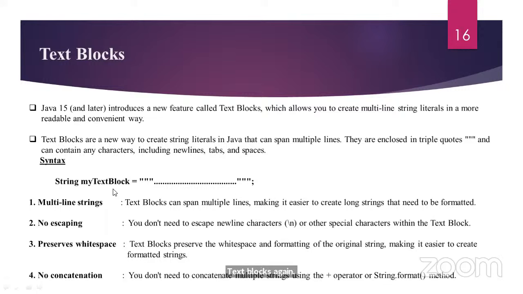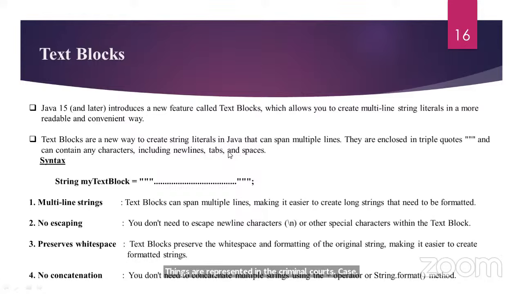Before text blocks, strings are always represented in double quotes. But in text blocks, strings are represented in triple quotes. Understand? Strings are represented in triple quotes, guys. That is the importance.